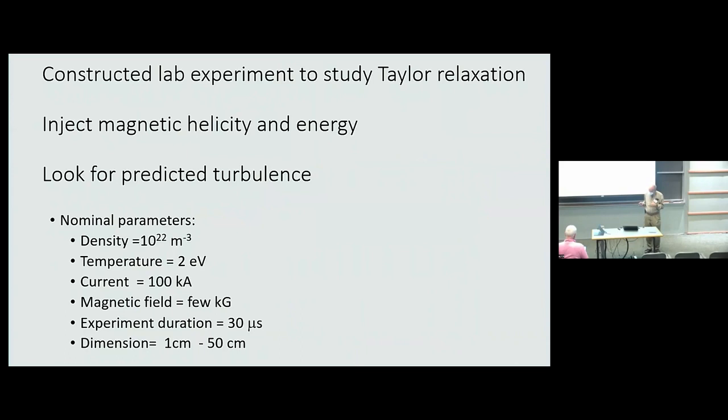And the plasma parameters, for those of you who are familiar with plasmas, were that it was a fairly dense plasma. It was 10 to the 22 per cubic meter, fairly cold, about 2 electron volts. We're working with big currents, 100 kiloamps, and magnetic fields were a few kilogauss, and the whole experiment lasted about 30 microseconds. And it was a human dimension. It was like centimeters size. You don't have to use great imagination to see it. It's the size of things you're familiar with.